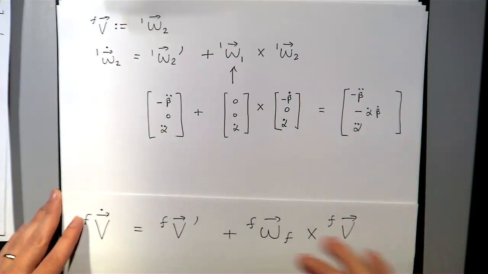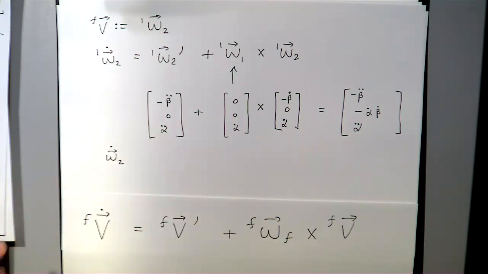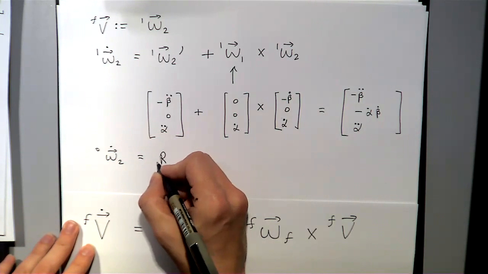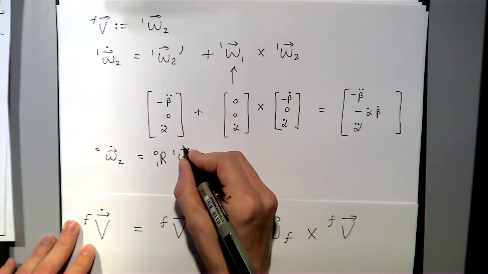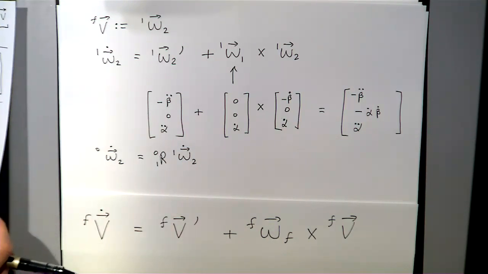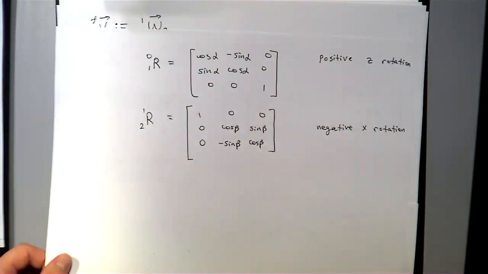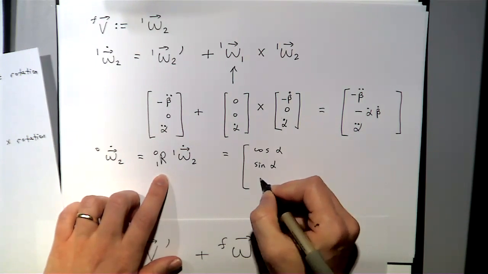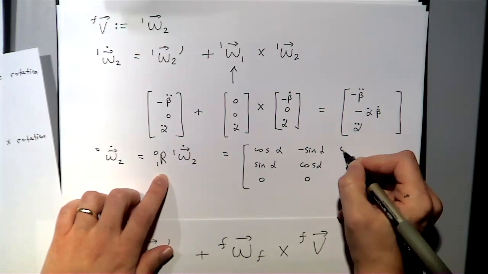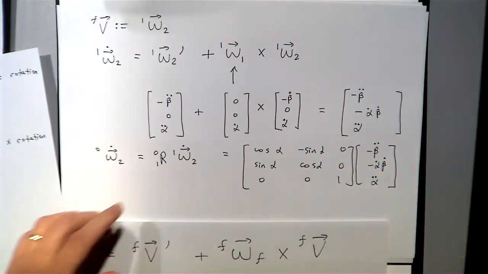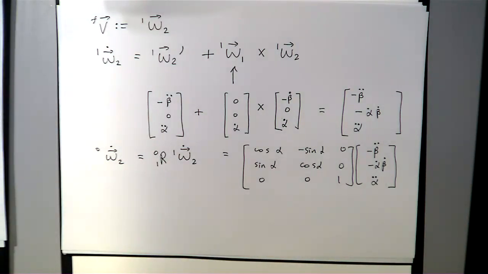Okay, let's see. So now, omega 2 dot in frame 0, which we are after, how do I get to here from this? Rotation matrix from 1 to 0 times this one. Do it. What is the rotation matrix from 1 to 0? I think I already wrote it. Just a simple rotation by alpha about z. So cos alpha, sine alpha.